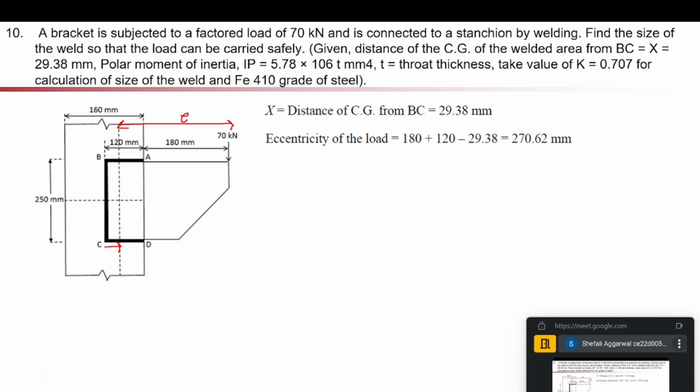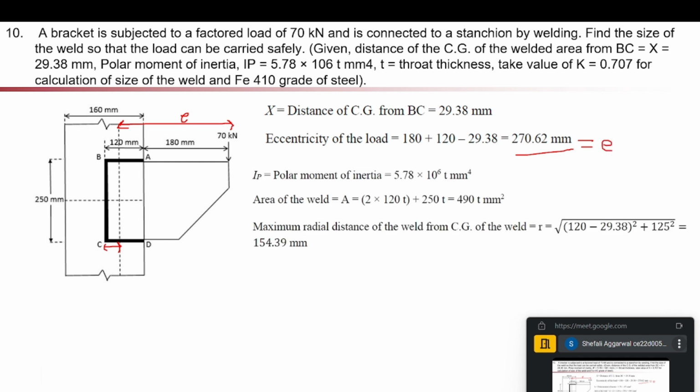First, we are calculating our eccentricity. This is the load P given as 70 kilonewton and eccentricity is from the CG point to the loading. So this eccentricity is given by 180 plus 120 minus this X value. So this E value will be 270.62. Okay. This is our E value. Second is IP value, given in terms of T, 5.86 into 10 raised to power 6 T.